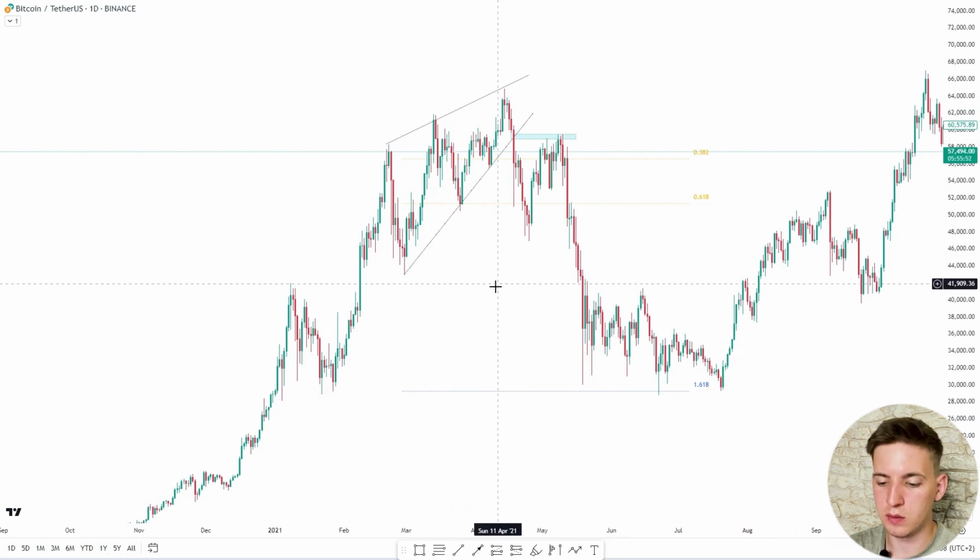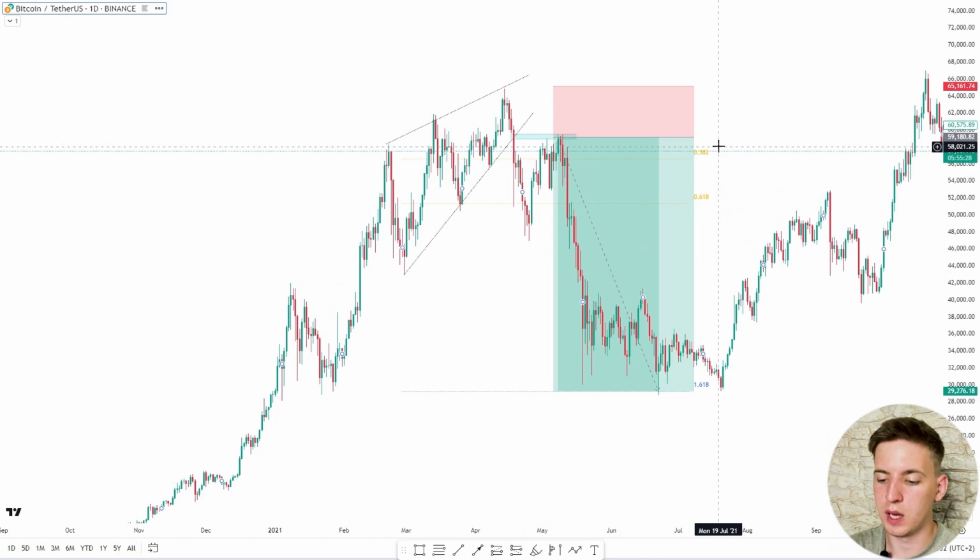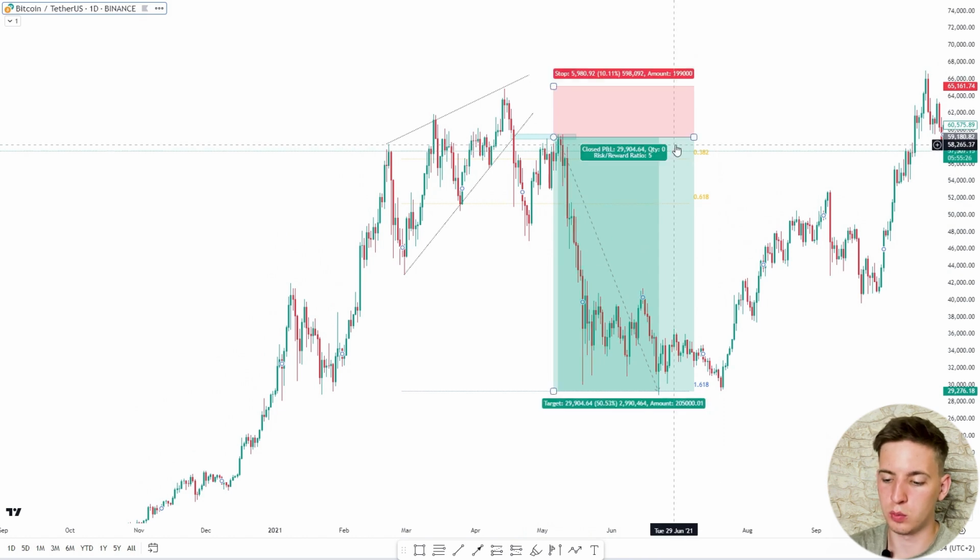In this case, we have 2 entry points. The first is the moment of breaking out of this wedge. We can enter here. If we miss this entry point, we can wait for a price correction to this level and then enter from there, placing our stop loss below the previous high. And so, in the end, we have a great trade with a risk-to-reward ratio of 1 to 5.